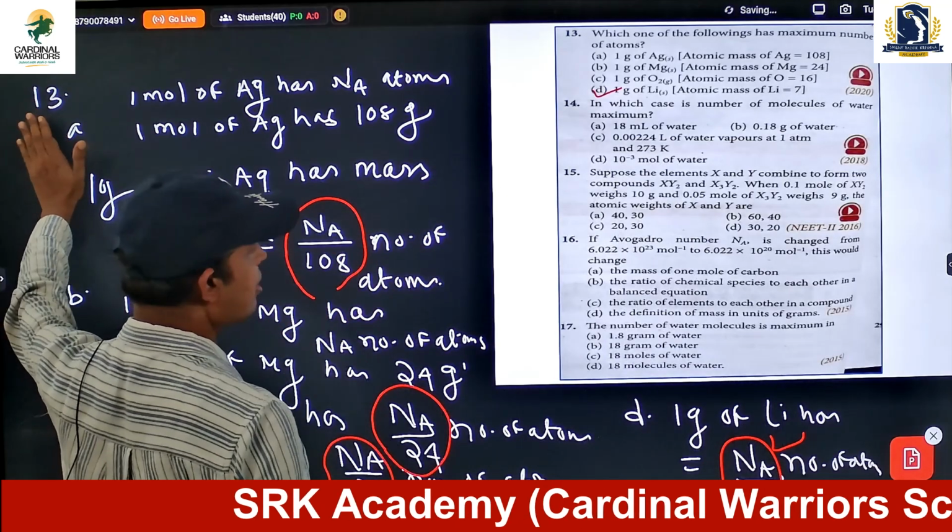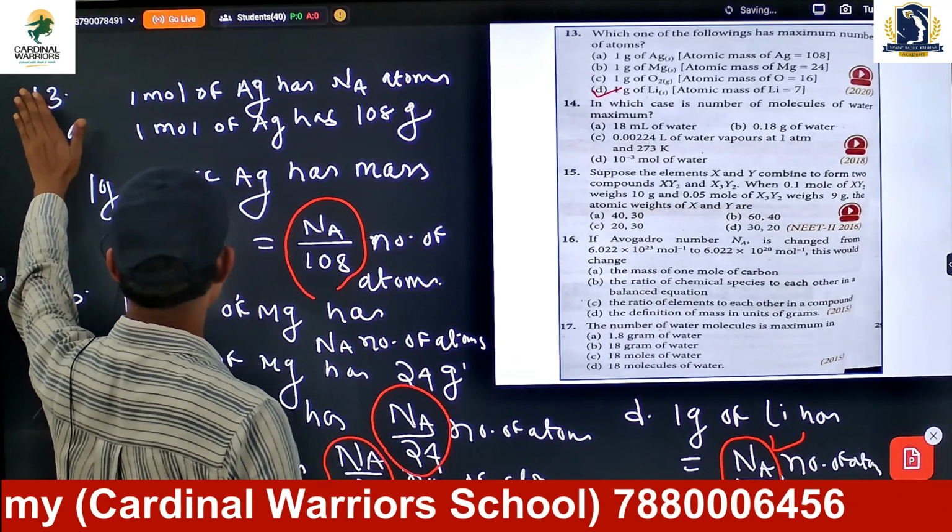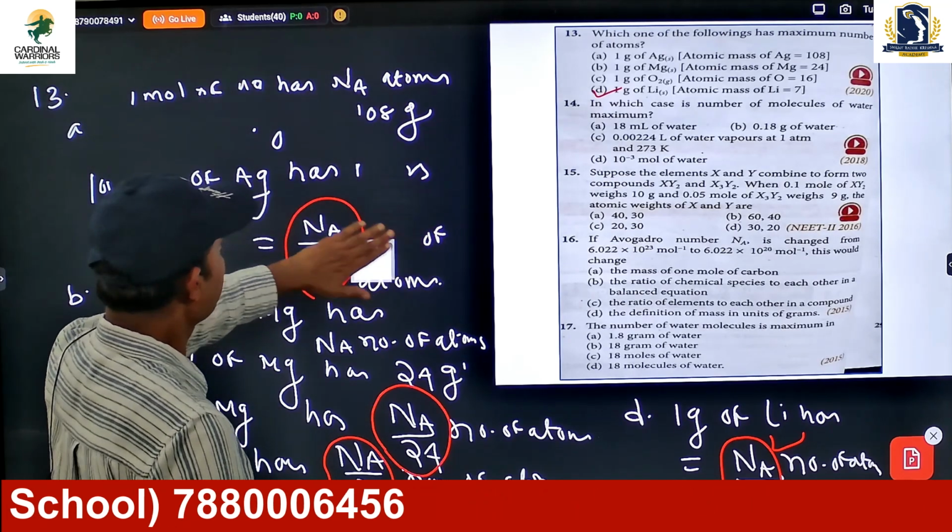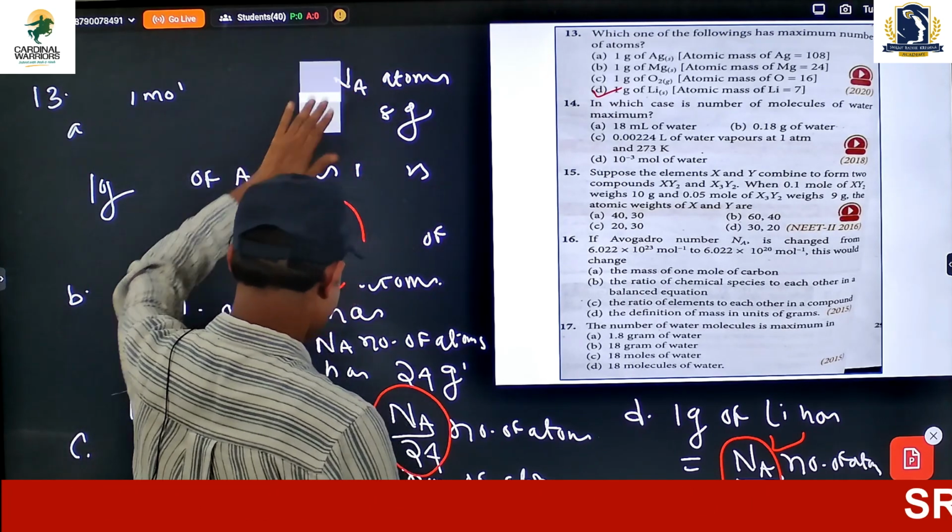In which case is the number of molecules of water maximum? Again, in which case is the number of molecules of water maximum?